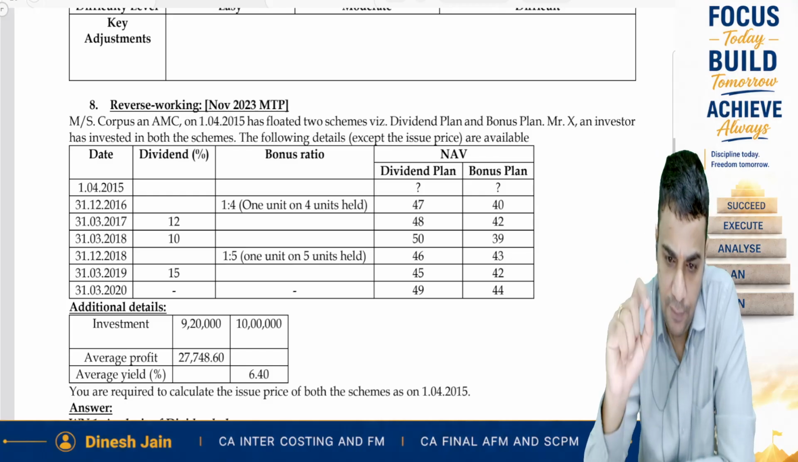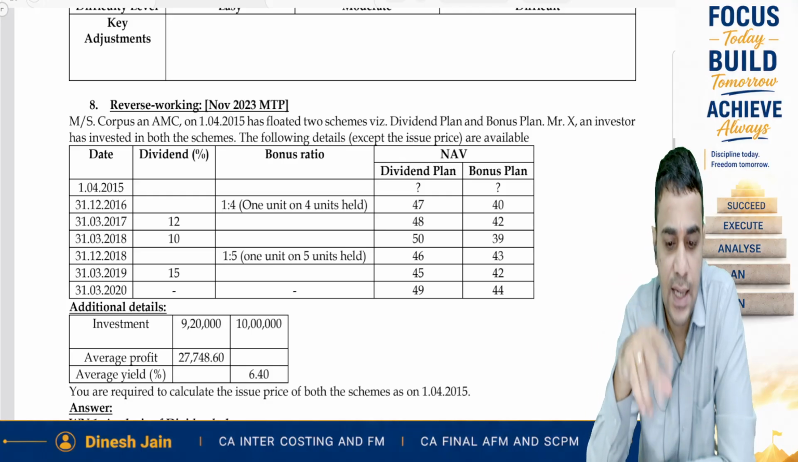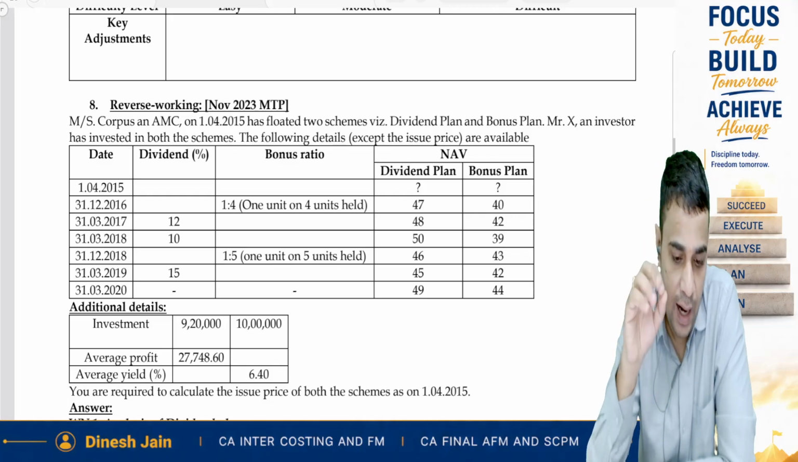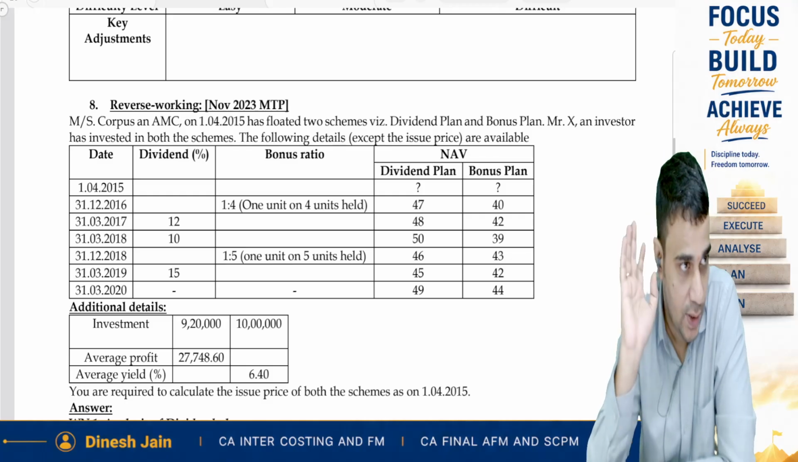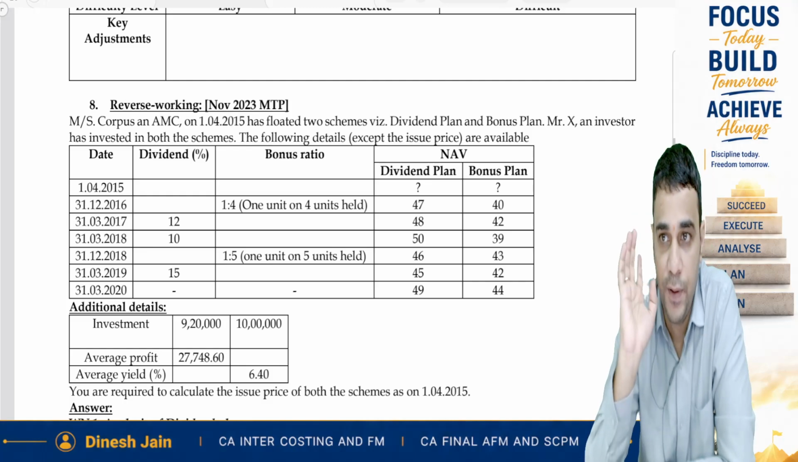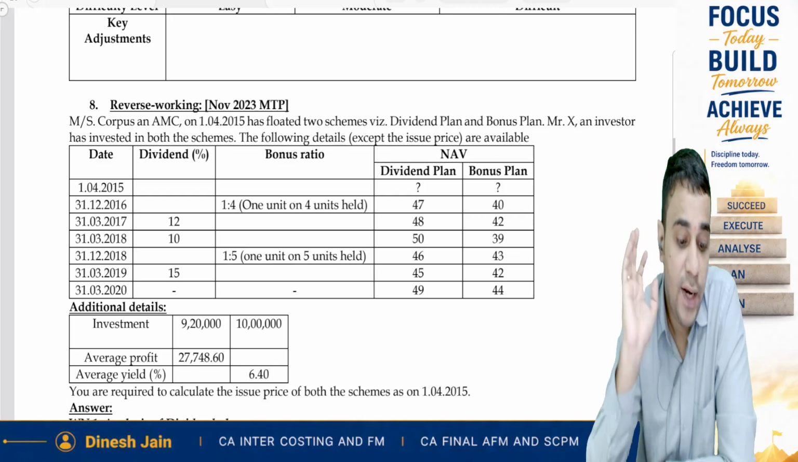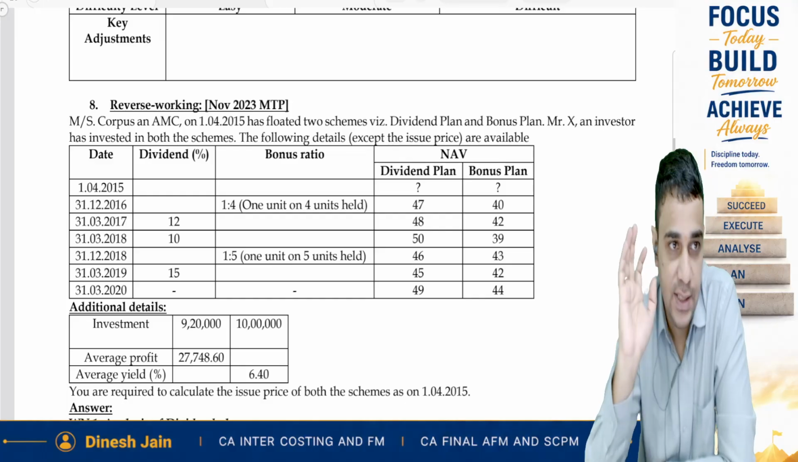Date, dividend, bonus ratio, NAV. 3 dividends are there, 2 bonus are there. Additional detail, investment amount is given. What I don't know is the NAV on the date of investment. Average profit is given. Average yield is given.